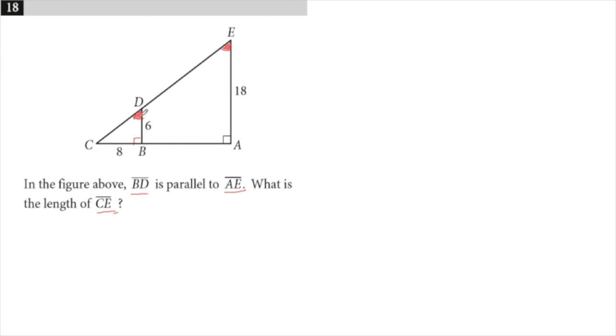And so that's why the small triangle and the bigger triangle are similar. I mean CDB is similar to the bigger triangle CEA, and you will see that BD corresponds to side EA. The smaller triangle side is 6 and the bigger triangle side is 18. So the scale factor between the small triangle and the larger triangle will be 1 over 3.